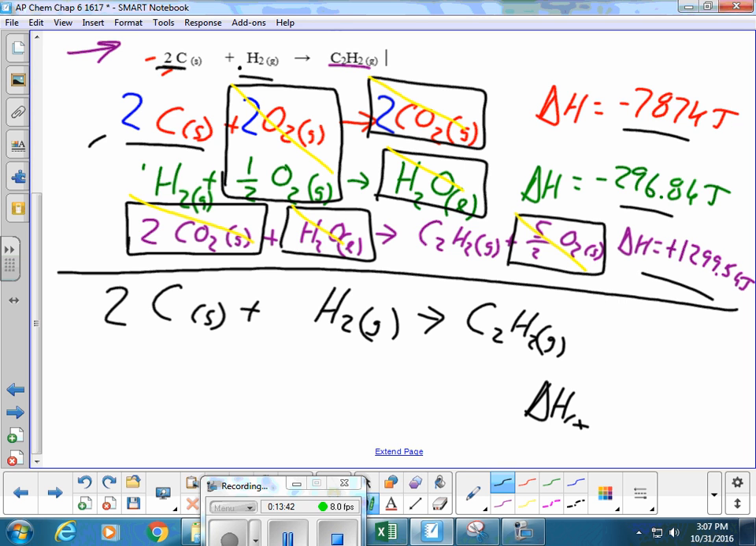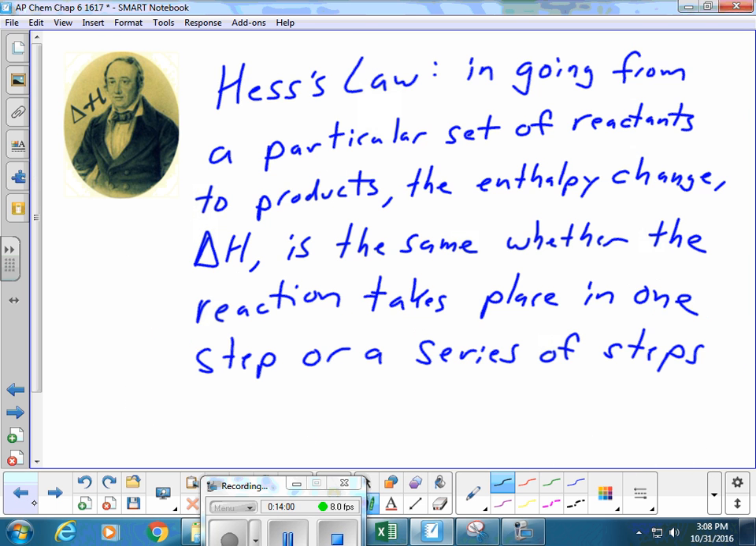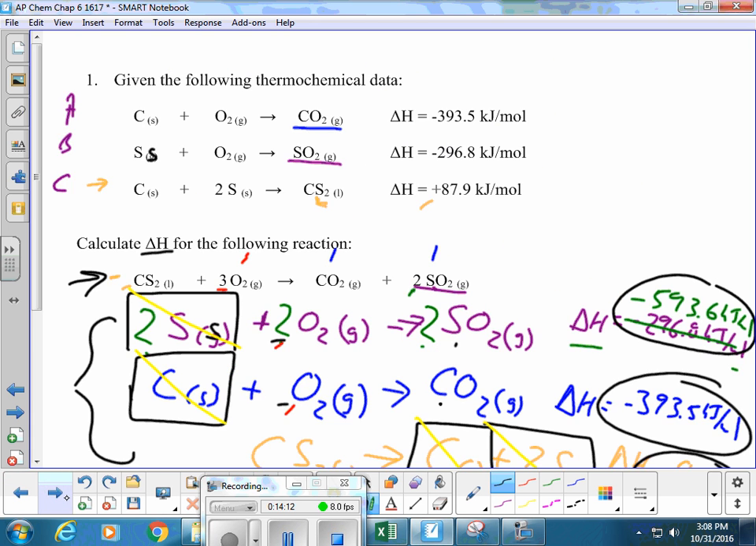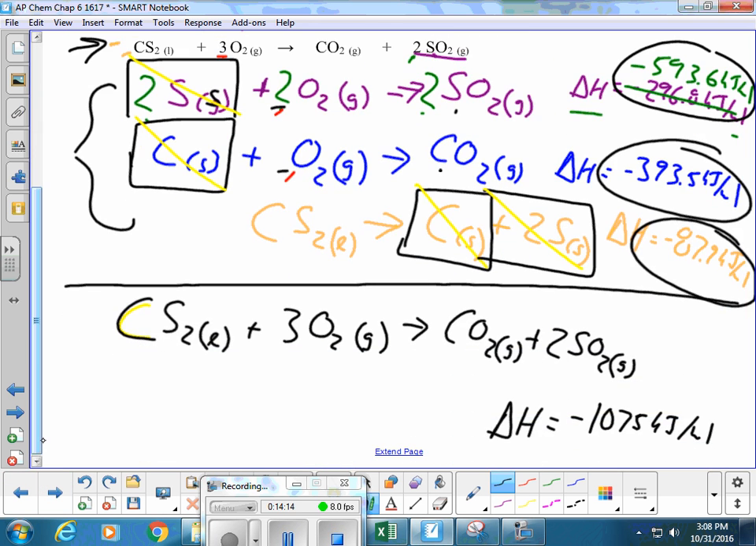So if we go back here real quick and take a look at Hess's law, it says in going from a particular set of reactants to products, the enthalpy change, delta H, is the same whether the reaction takes place in one step or a series of steps. So if we look here, we came up with a delta H at the end for this being like a one-step process. And then up here we looked at a series of steps. And we're able to know that since those are the same, whether we do it in a one-step process or a series of steps, the delta H is going to be the same. So we're able to calculate the enthalpy change for a reaction using multiple equation thermochemical data.